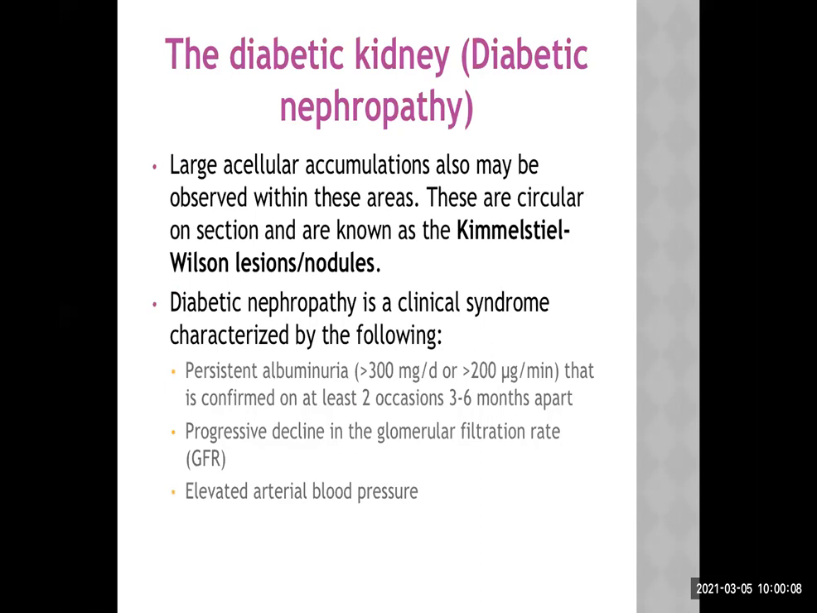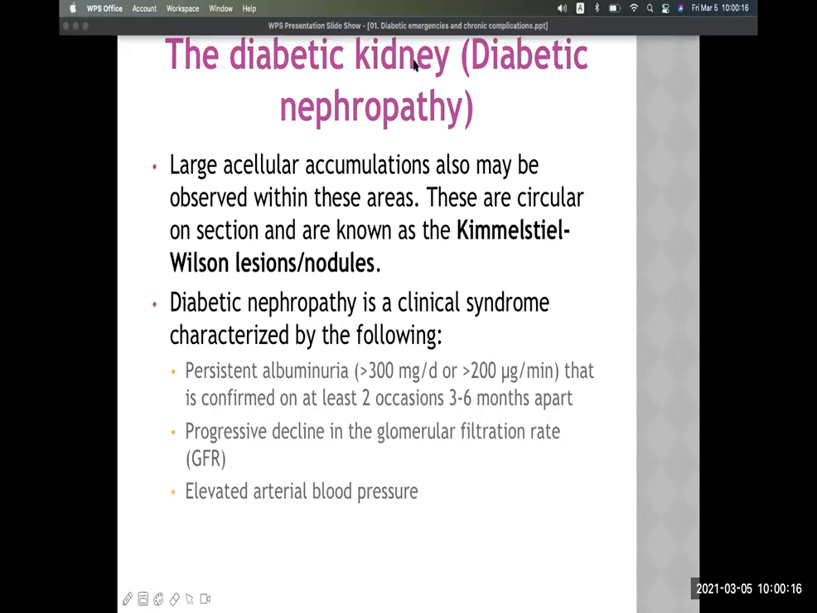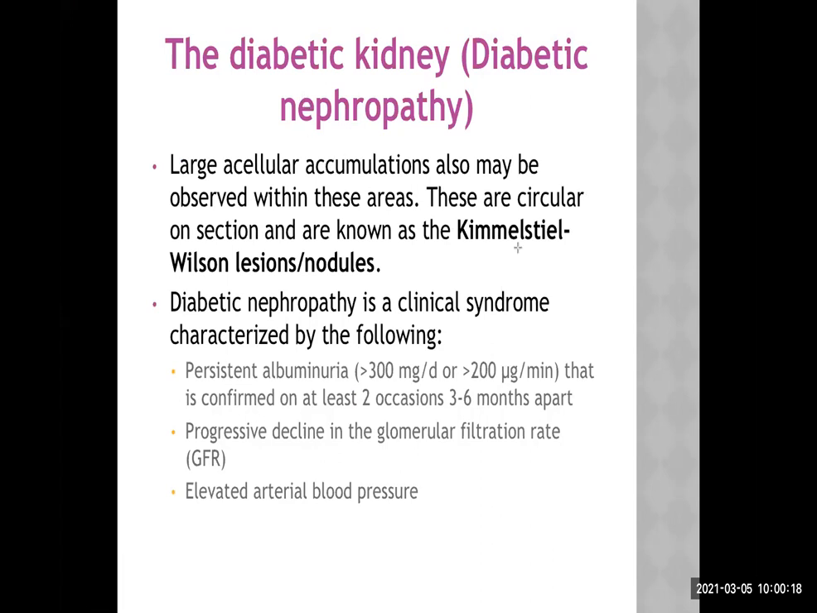But how to identify? If we take a biopsy from there and send it to the lab, what do we see there? We will see one of the substances which is collected there, and that is known as Kimmelstiel-Wilson body, or nodule or lesion. Please remember this. This is a very, very important MCQ question in different exams. This is a hallmark of diabetic nephropathy.